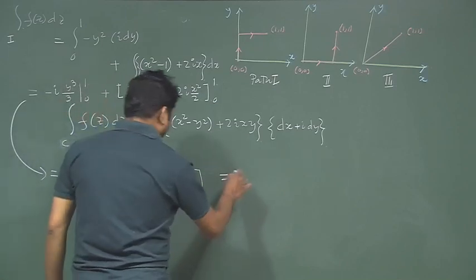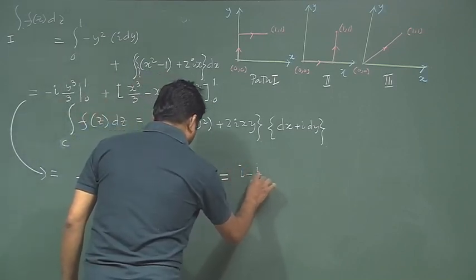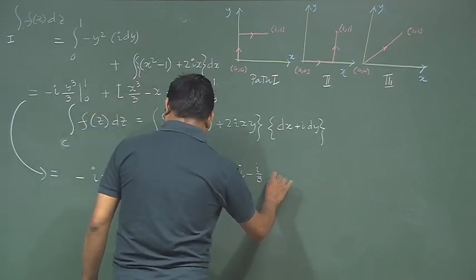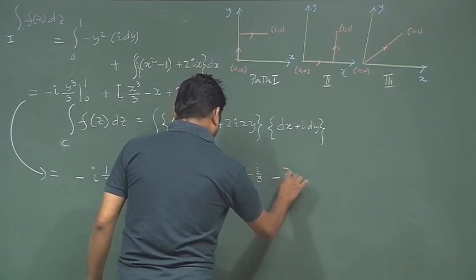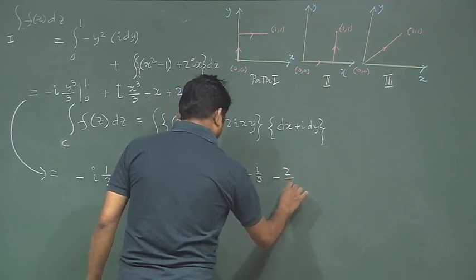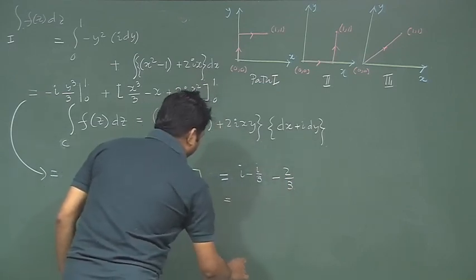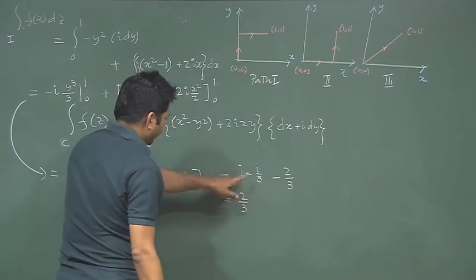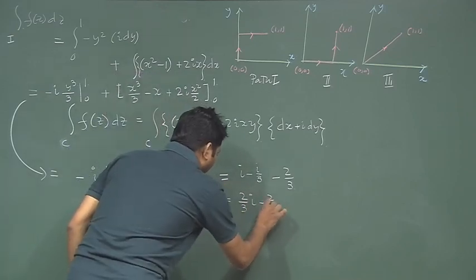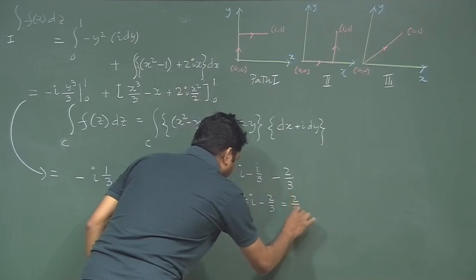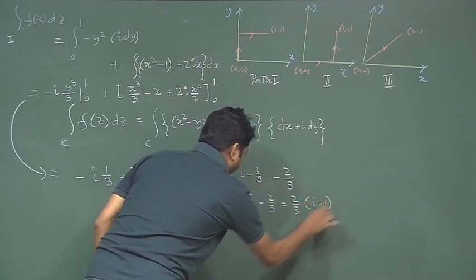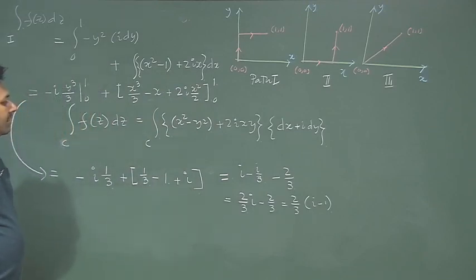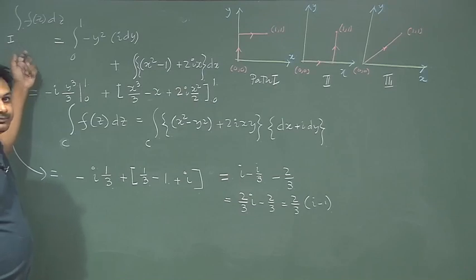So, it seems to be i minus i by 3 minus 2 by 3. So, it is 2 by 3 i minus 2 by 3. So, it is 2 by 3 i minus 1. It comes to be something like 2 by 3 i minus 1 with path 1.